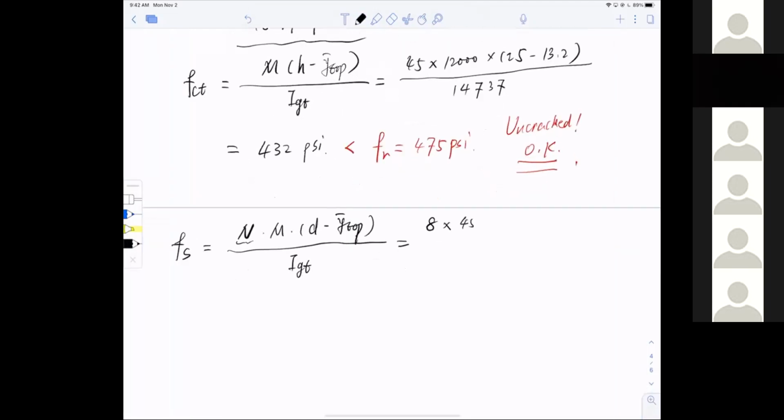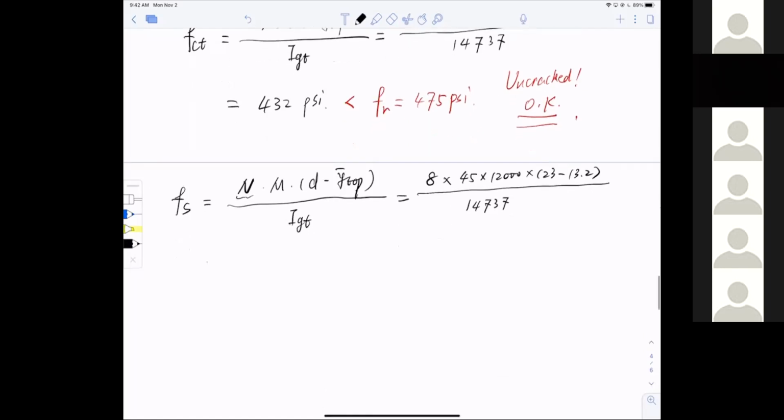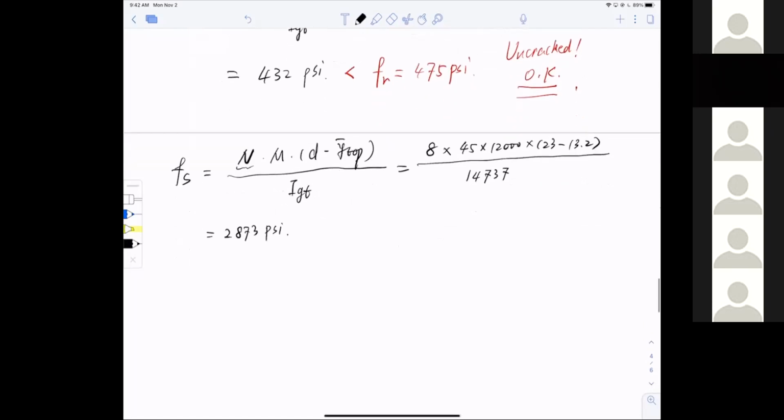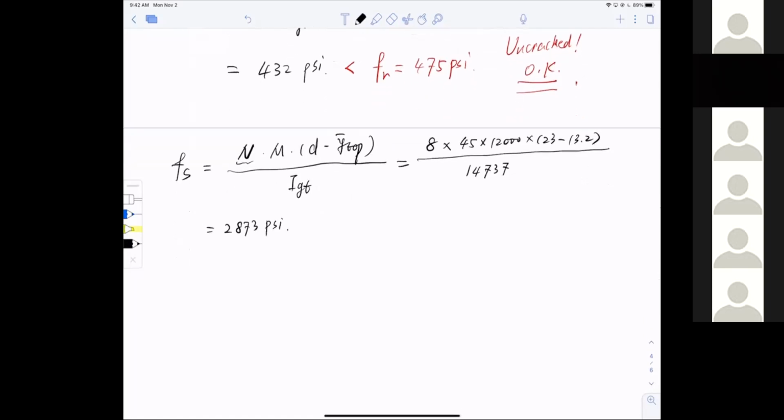8 is the modulus ratio. Moment is 45. Don't forget the conversion factor, 12,000, multiplied by depth, which is 23 inches minus 13.2, divided by Igt, which is 14,737. I got this number to be 2.873 ksi. This is much smaller than the yield strength of steel, which is 60,000 psi, or 60 ksi. So we're good.